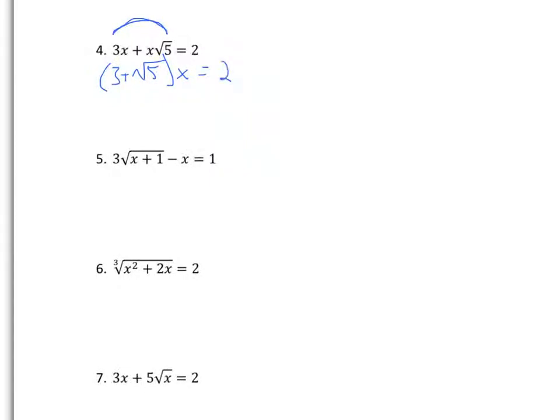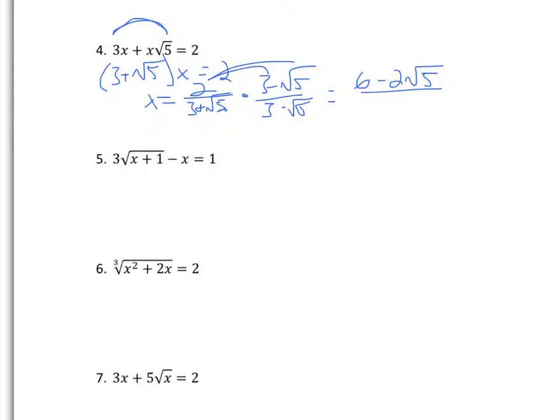That's equal to 2. So now you can just divide both sides by 3 plus root 5. Now we have x equals 2 over 3 plus root 5. And luckily, in the last section, we just learned how to multiply by the conjugate to rationalize this. So we've got times 3 minus root 5 over 3 minus root 5. Distribute your 2. We've got 6 minus 2 root 5 over, let's see, we'll have 9 minus 5.